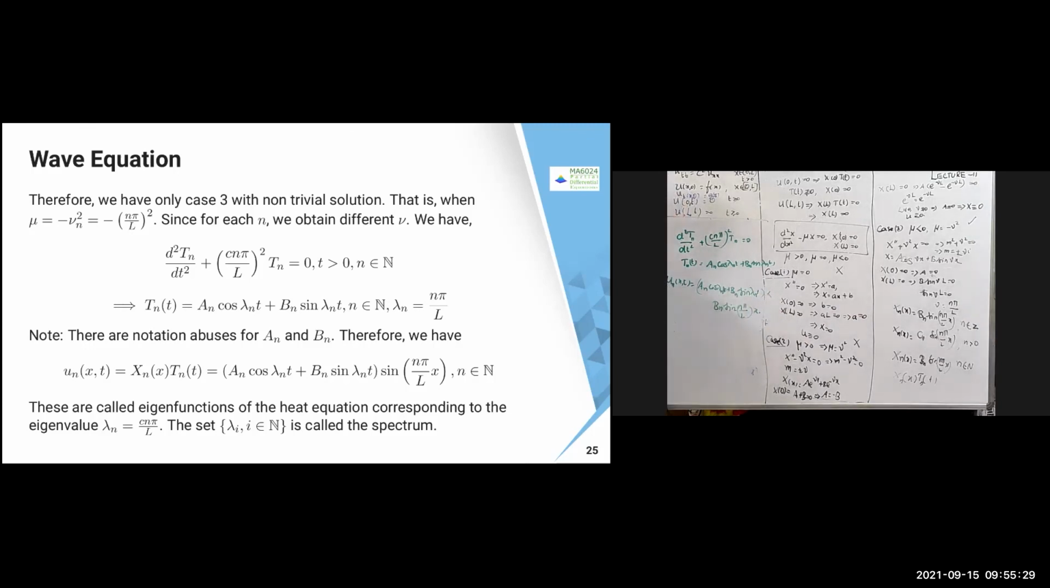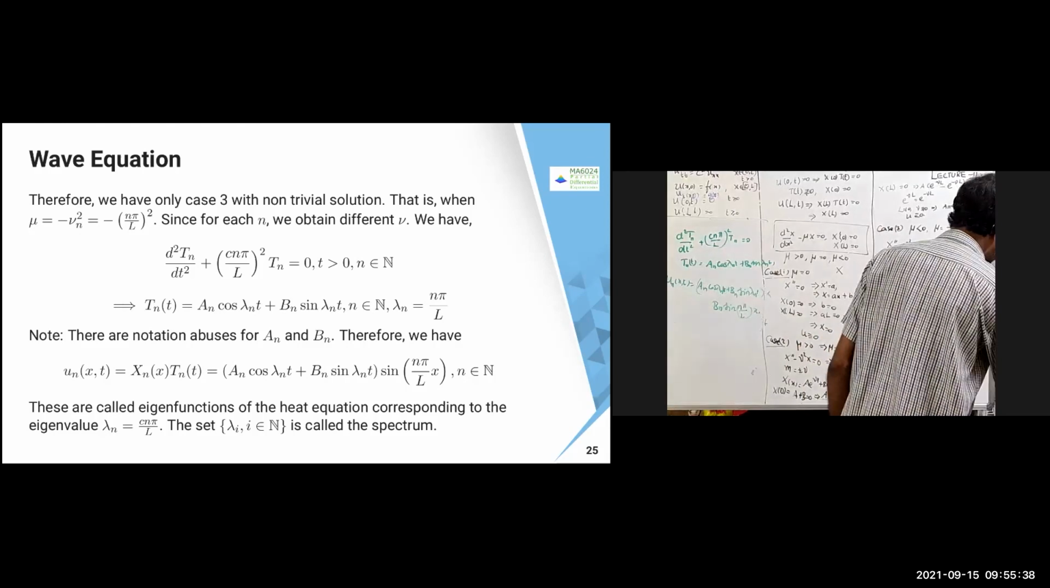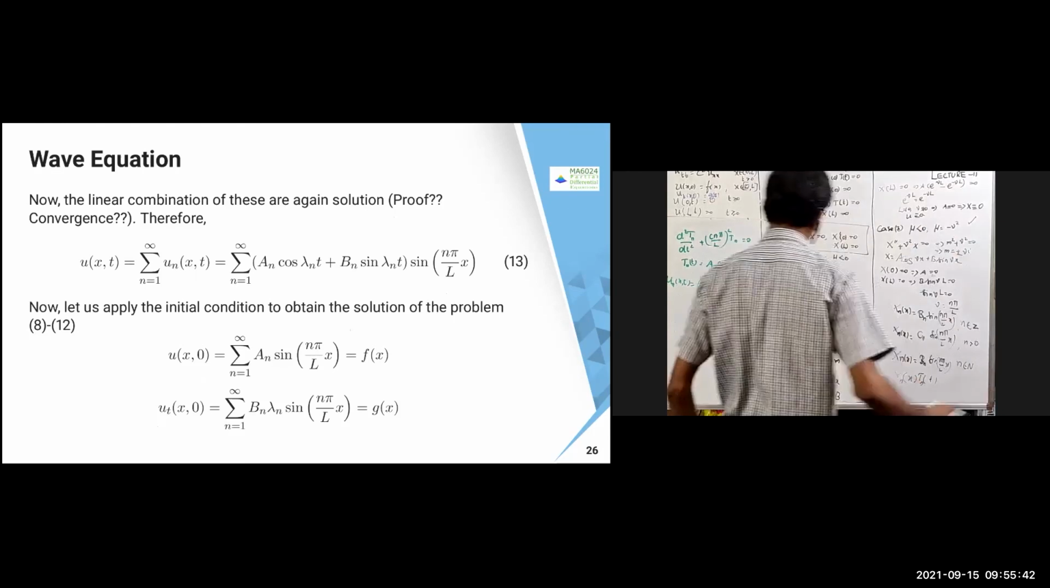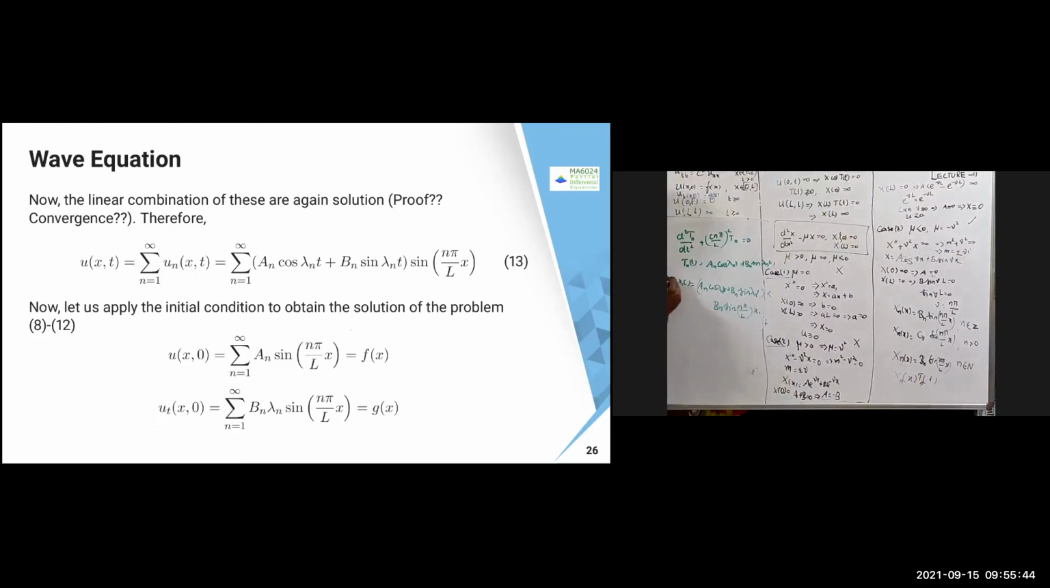This is called the eigenfunction corresponding to the eigenvalue lambda n. Lambda n is nothing but C n pi by L, and the set of all eigenvalues is called the spectrum of this problem. Now again, same logic: I can apply the summation here. So u of x comma t is the summation n equal to 1 to infinity of An cos lambda n t plus Bn sin lambda n t, into sin n pi by L x.